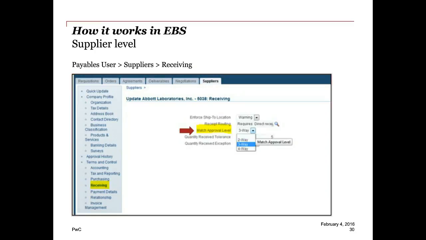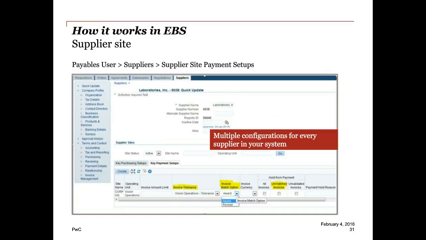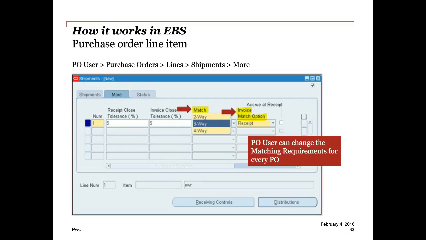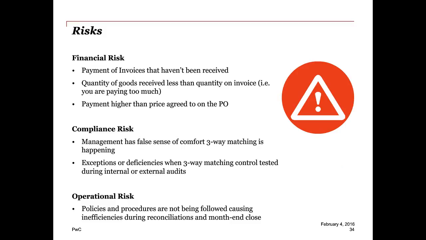I don't think I need to go through all of these slides, but I want to make sure you appreciate all the different settings and how many times you've got to set them. Most companies are going to have thousands and thousands of inventory items, thousands of suppliers, thousands of purchase orders, and so multiply all of those together, and the chance of you walking away feeling like, all right, our three-way match control is rock solid is very small.